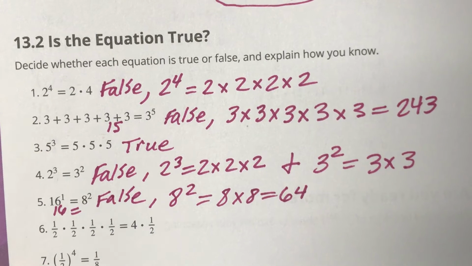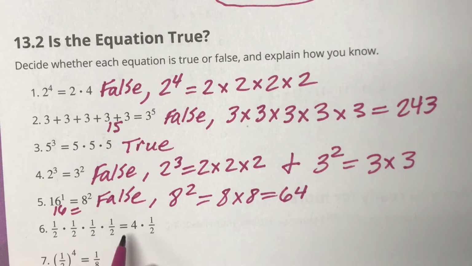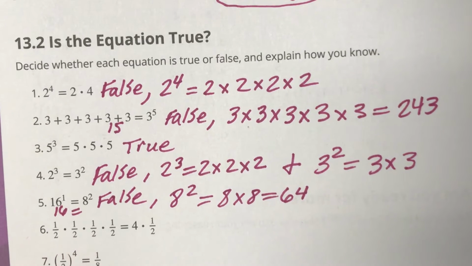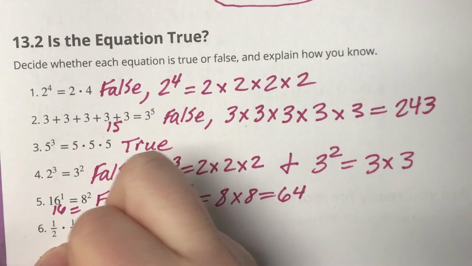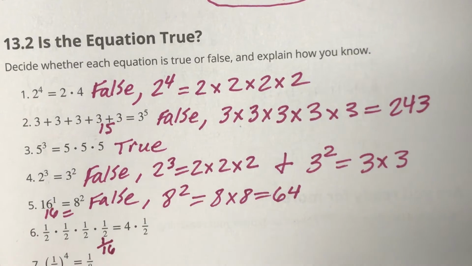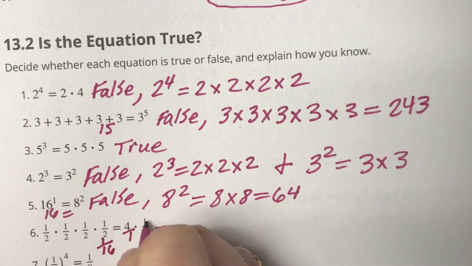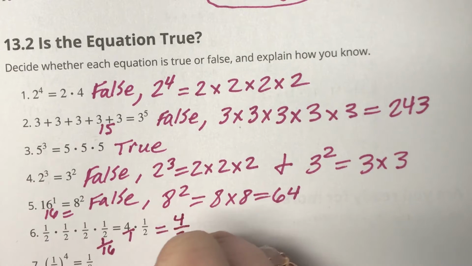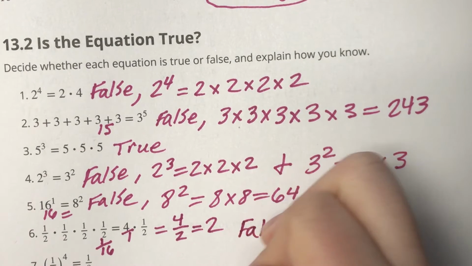All right? 1/2 times 1/2 times 1/2 times 1/2 is the same as 4 times 1/2. So let's first talk about if we multiply all these 1/2s, remember we always multiply numerator times numerator, denominator times denominator. So 2 times 2 is 4, 4 times 2 is 8, 8 times 2 is 16. So this is going to be 1 over 16 because 1 times 1 times 1 times 1 is just 1 for the numerator. 4 times 1/2, remember we put a 1 over the bottom, and so 4 times 1 is 4, 1 times 2 is 2, so that's going to be 2. 1 over 16 cannot equal 2, so this was false.